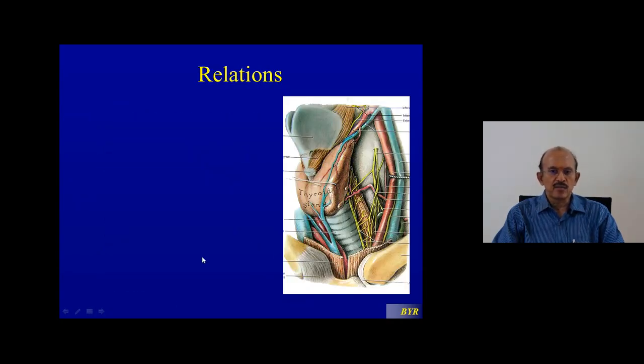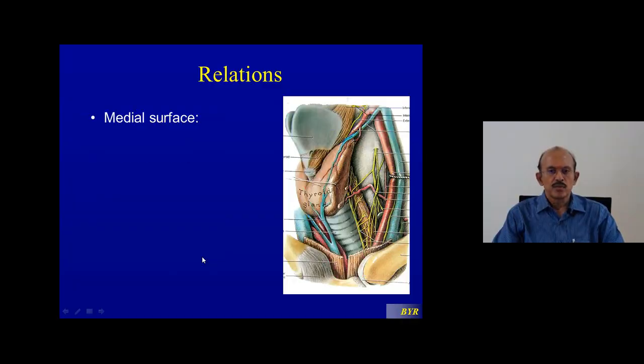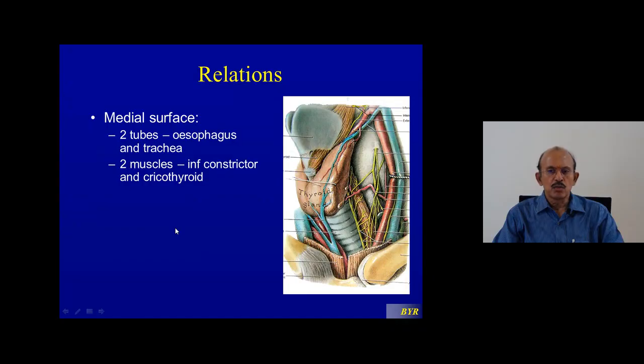Relations of thyroid gland. Superficially, strap muscles and sternomastoid muscles. This is sternothyroid and thyrohyoid. Superficially, that one is the sternohyoid. Then the medial surface of the thyroid gland is related to two tubes. They are the trachea and, behind, the esophagus. Two muscles: the inferior constrictor of the pharynx and cricothyroideus muscle.